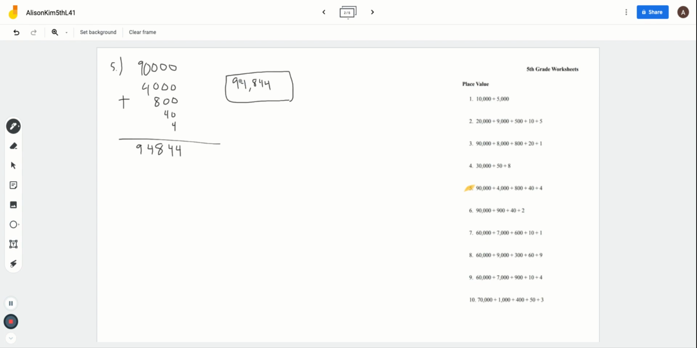So make sure when you're doing this worksheet that all your numbers are aligned so that you won't get confused.